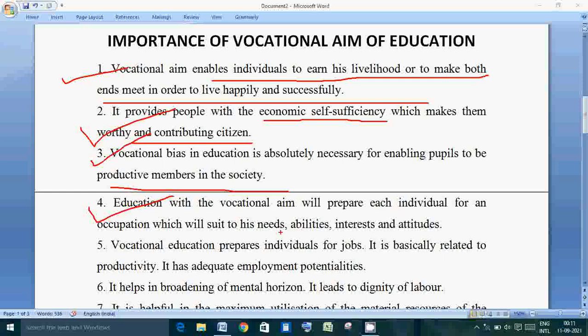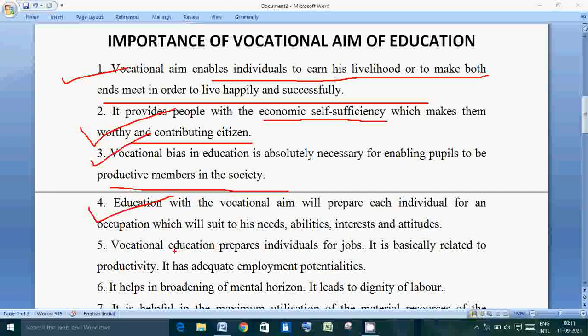Okay, you can stand on your own feet and earn something, and the vocational aim helps you find which vocation you need, which vocation you are capable of, where you are interested, and which vocation suits your attitude. Based on your own ideas and own perspectives you can choose your occupation. That is the benefit of this vocational aim of education.